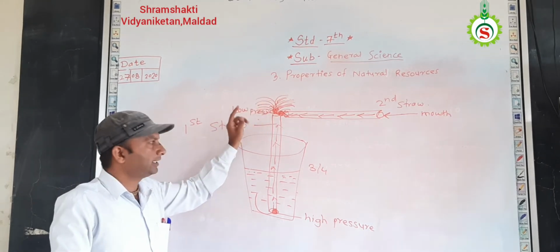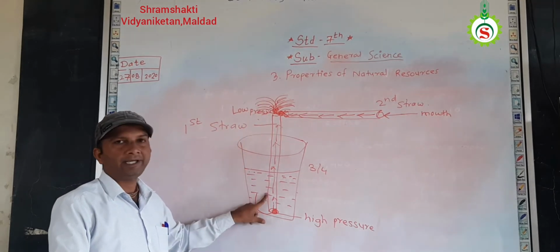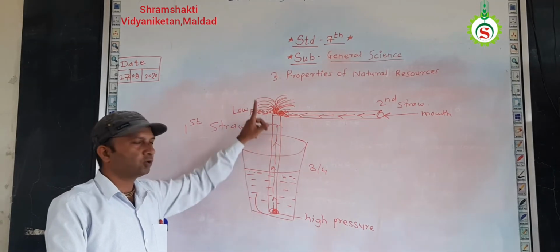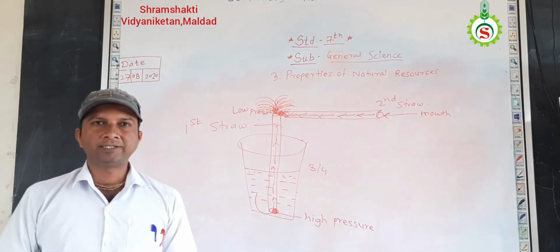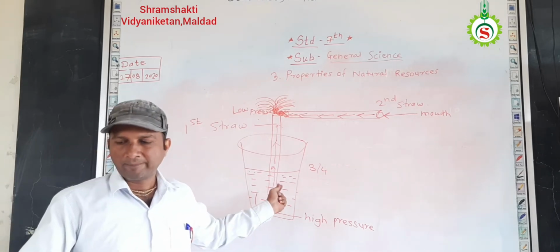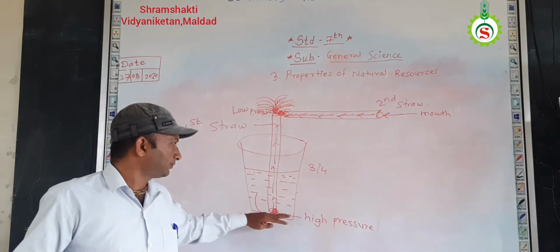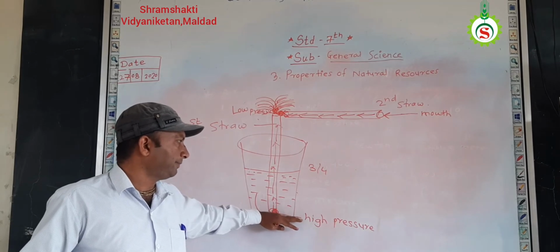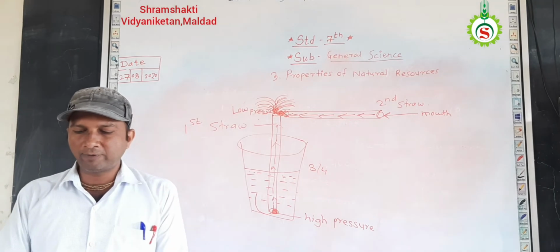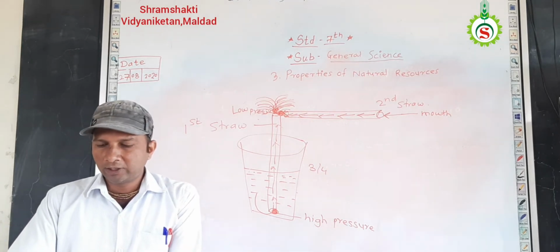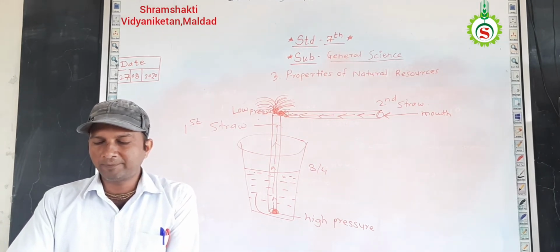Understand? So this concept, the movement of air from high pressure to low pressure, is called Bernoulli's principle, because the pressure moves from high pressure to low pressure. This principle was given by Daniel Bernoulli. So this is called Bernoulli's principle.